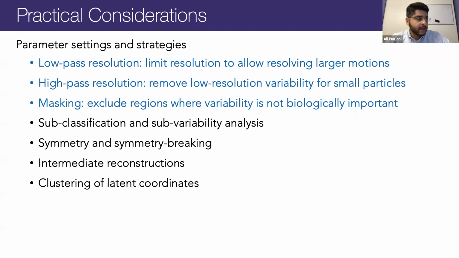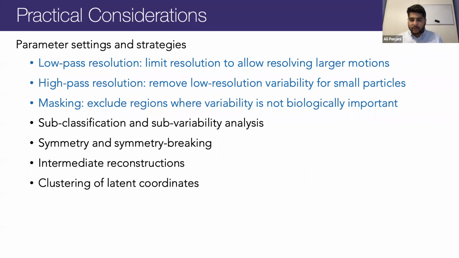The low pass resolution limit that you can set as a parameter when you're running the job in cryoSPARC controls the resolution to which we solve variability components. And this is tightly connected to the property that I mentioned earlier, that 3D variability analysis represents motion depending on the size of the object. So if we're looking at an object that has very large motion, we need to limit the resolution to a low resolution so that the shape of the object is large and doesn't have small details. And that way, the motion of that large object can be well represented by 3D variability analysis.